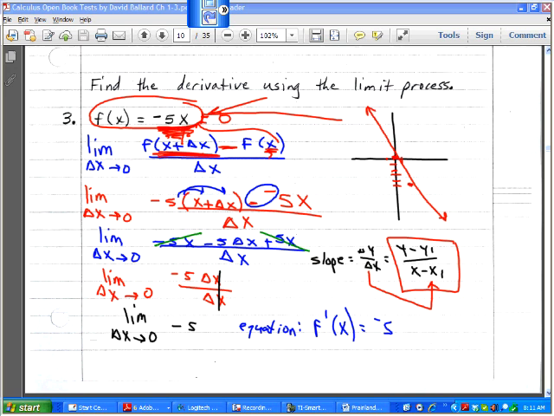And we would have a line that looks like that. Now, this is not a curve, it's a line. So if I pick any point on that line, the tangent is the line itself. If I pick a point on that line, the tangent is the line itself. So the slope of all the tangents at every single point is the same as the line itself, and the slope of the line itself is negative 5. Okay, any questions on number 3?